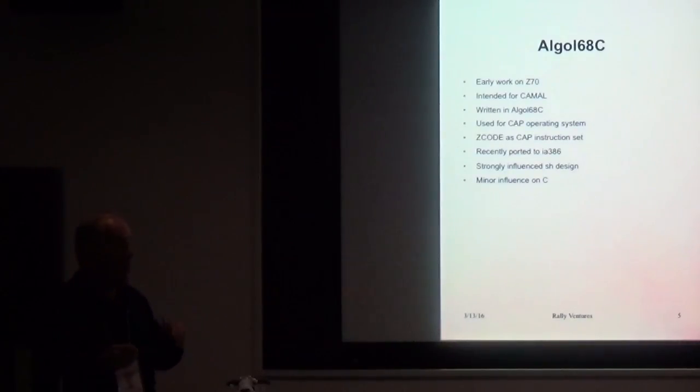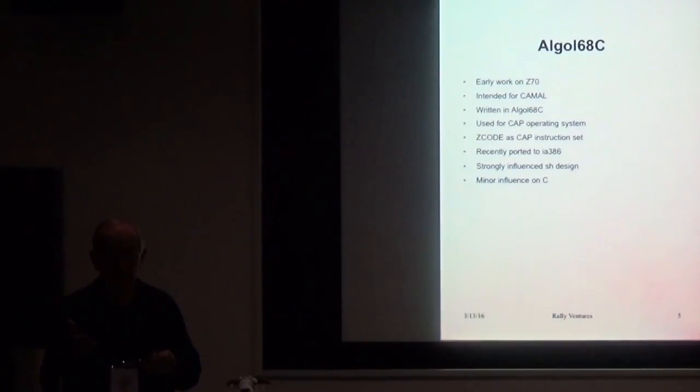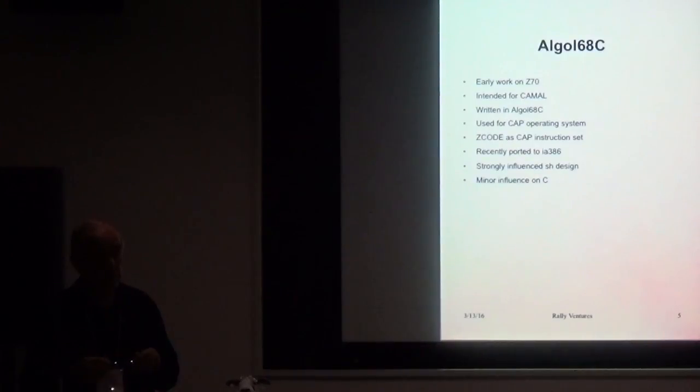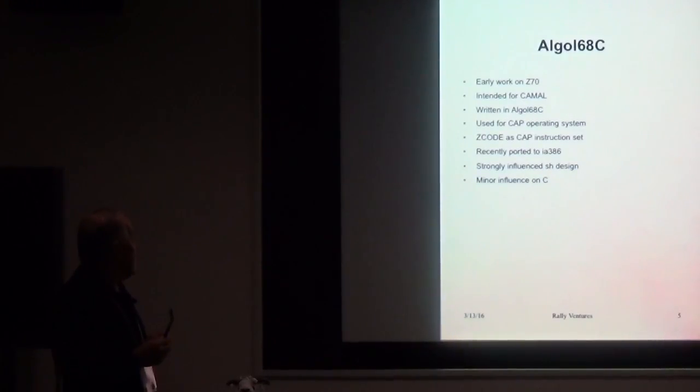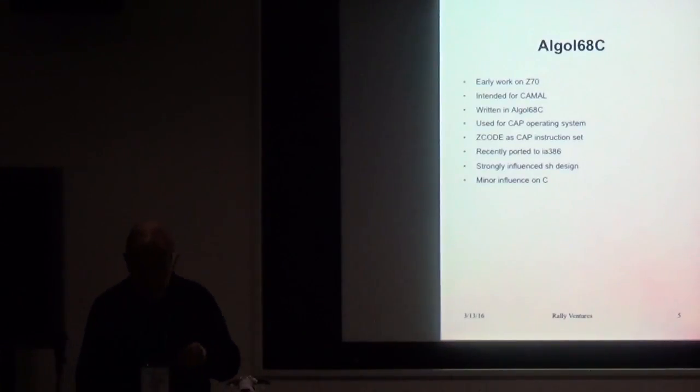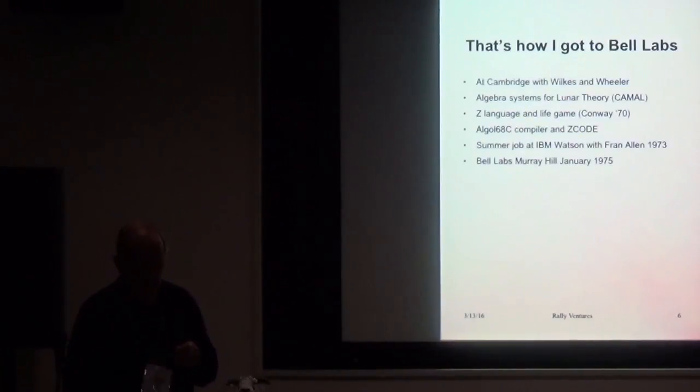I don't want to spend too much time on it now. The reason I'm talking about it now is because a lot of the design decisions in the shell you can see derived from my, what's the word, biases with respect to languages that came from Algol 68. It did have a minor influence on C, and I'll talk about that later as well.